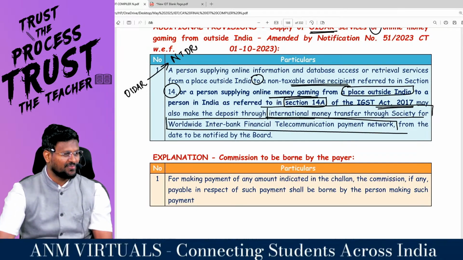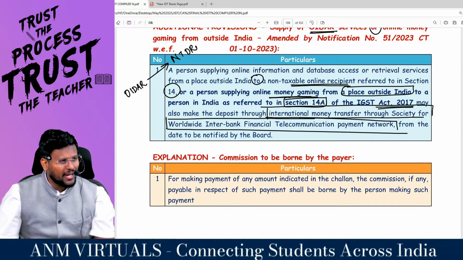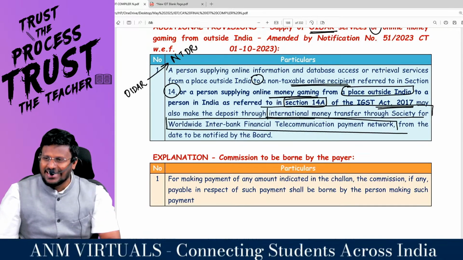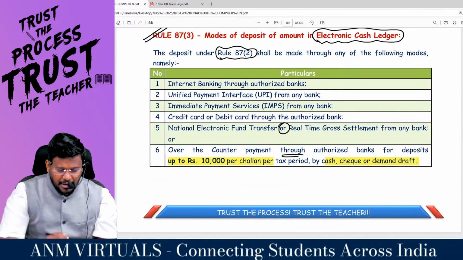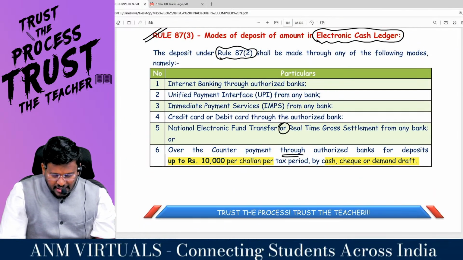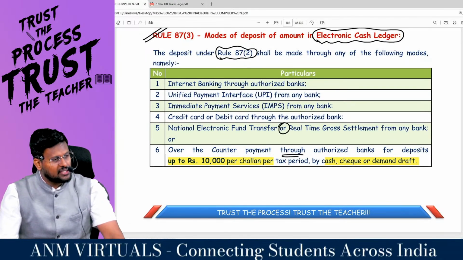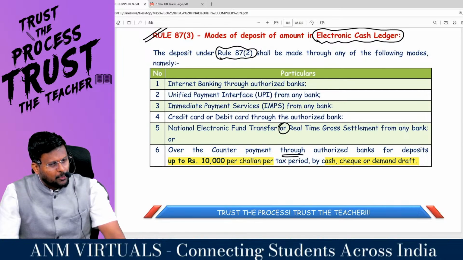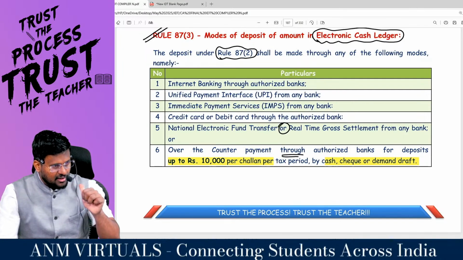Very good. Fantastic to the core. That means, my dear lovable students, generally if you are a registered person situated in India, you can make the payment through debit card, internet banking, UPI, IMPS, credit card, NEFT or RTGS, or over the counter payment up to how much? 10,000. Right, sir? Yes, sir?